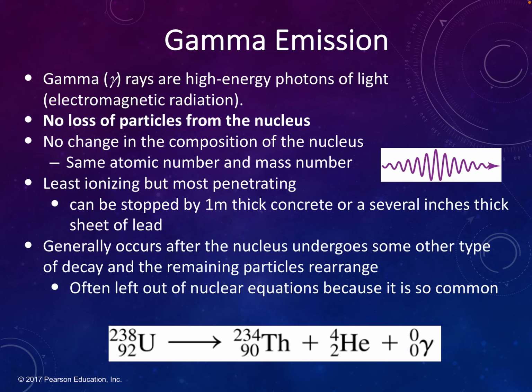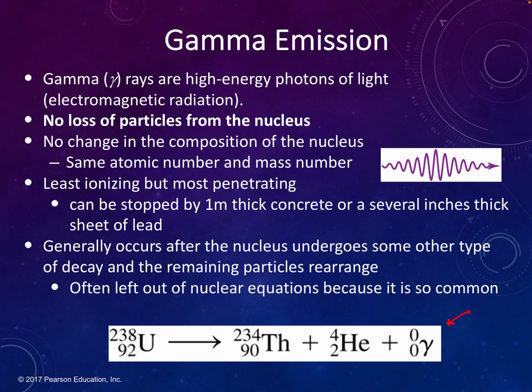Generally, when we see gamma emission, it's going to occur in conjunction with some other type of decay. It will occur in addition to alpha decay or in addition to beta decay. It doesn't typically occur on its own. It can, but it doesn't usually. So like here, our equation at the bottom is one we saw before with the alpha decay, but now we've included the gamma decay at the end.